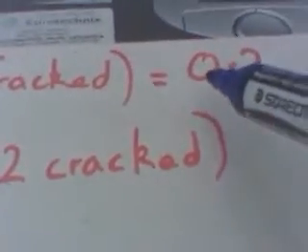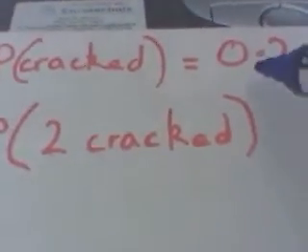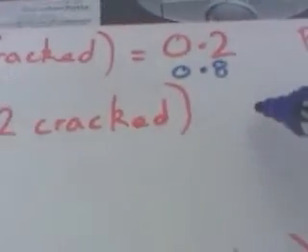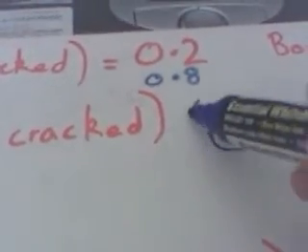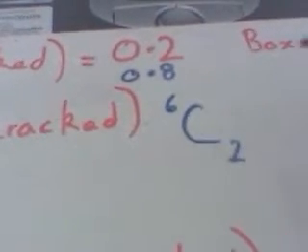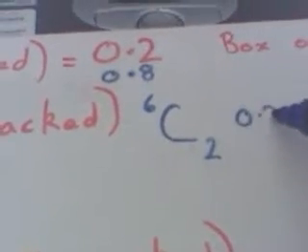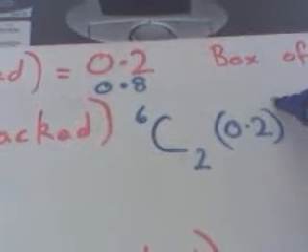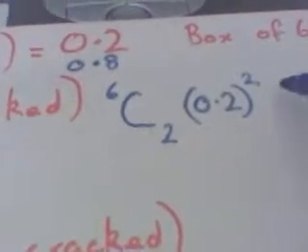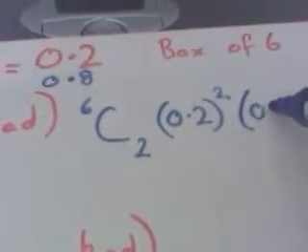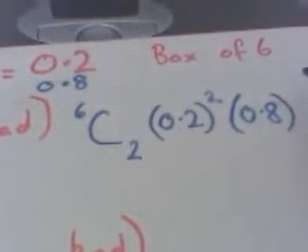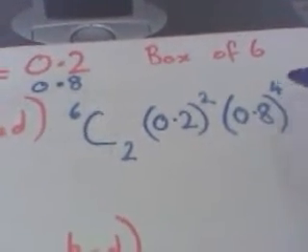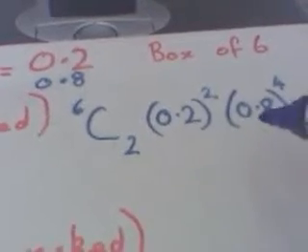So basically we've got 0.2 for cracked, so a good egg is 0.8. We're looking at a box of 6. We want 2 to be cracked, so it would be 0.2 to the power 2, and 0.8, it'll be all the remaining eggs that are not cracked, which would be 0.8 to the power 4. We'll calculate that in a second.